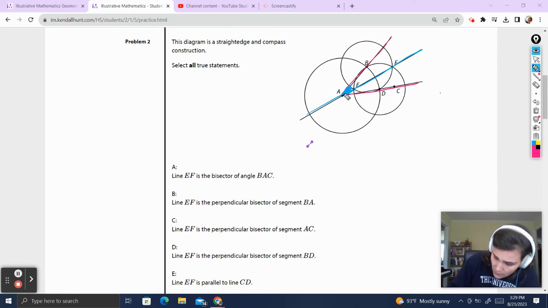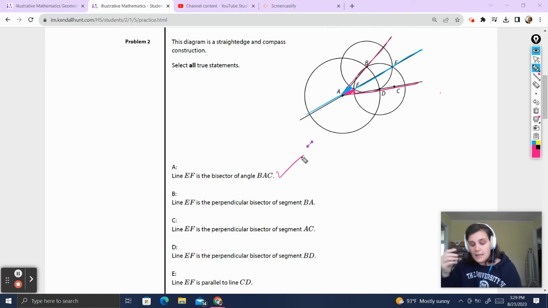So with that in mind, let's go ahead and read our answer choices. Is line EF a bisector of angle BAC? Yes, it is, and we just talked about that. Now, if you need to go back to the lesson and identify how to create a perpendicular bisector, I recommend taking a minute to do that right now. Otherwise, we're moving forward. Line EF is a perpendicular bisector of segment BA. Is EF a perpendicular bisector of BA? No, that is not true.